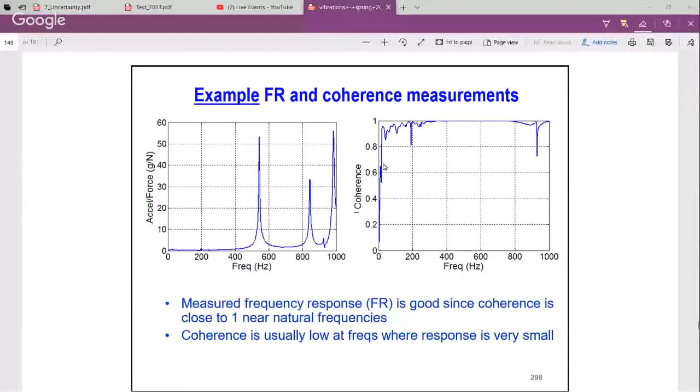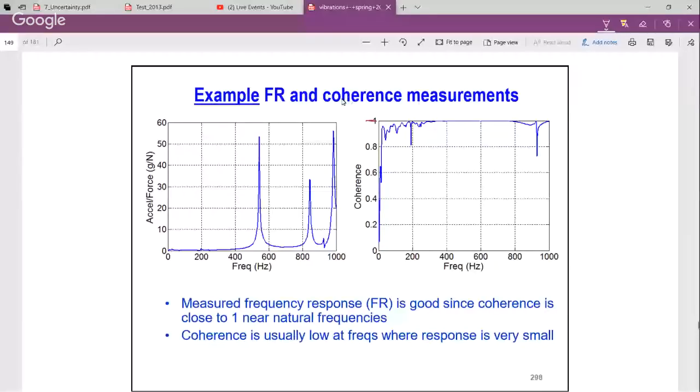That means not all of the response at that frequency is due to the input. If the coherence is 1 at a frequency, then all of the response at that frequency is due to the input. So if we're measuring acceleration of a structure with a hammer hit, all the vibration, all the acceleration is due to the hammer. If the coherence is close to zero, then none of the response is due to the input.